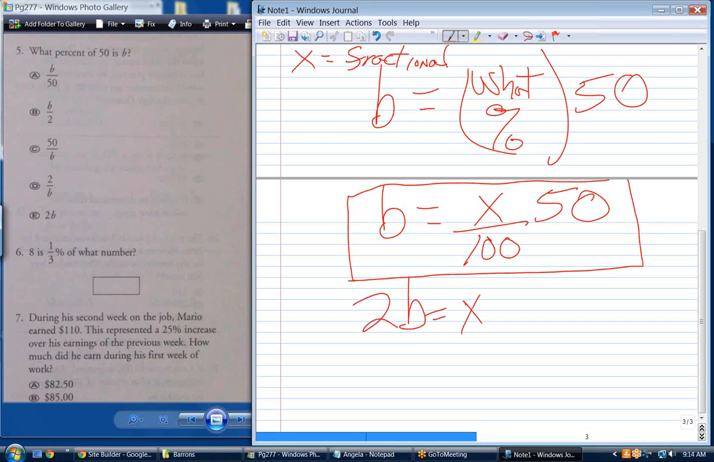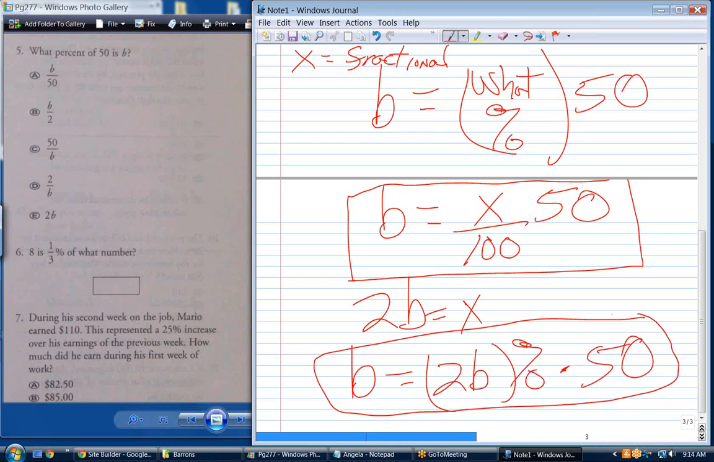And that's the answer. In other words, X is 2B. X equals 2B. What percent of 50 is B? 2B. Okay, so in other words, I could rewrite the problem now to say that B equals 2B percent of 50. And then to convert the 2B percent into a number, it would be 2B divided by 100 times 50.